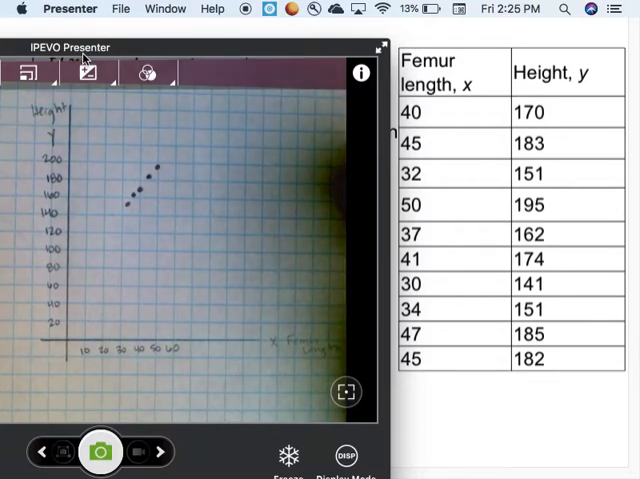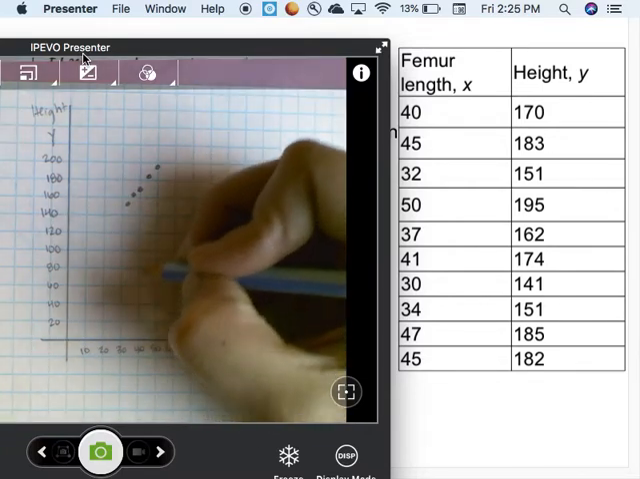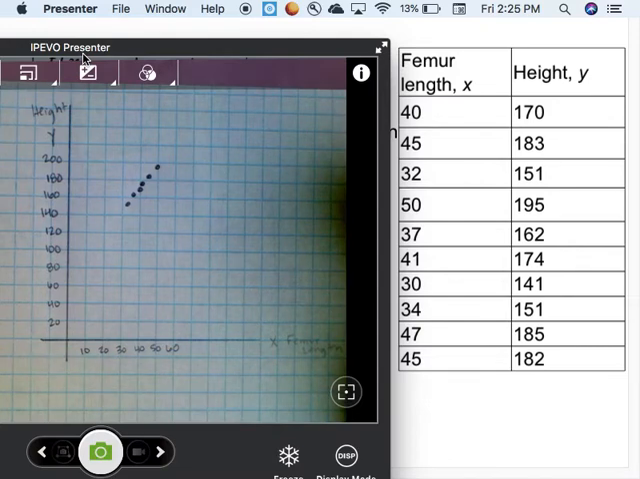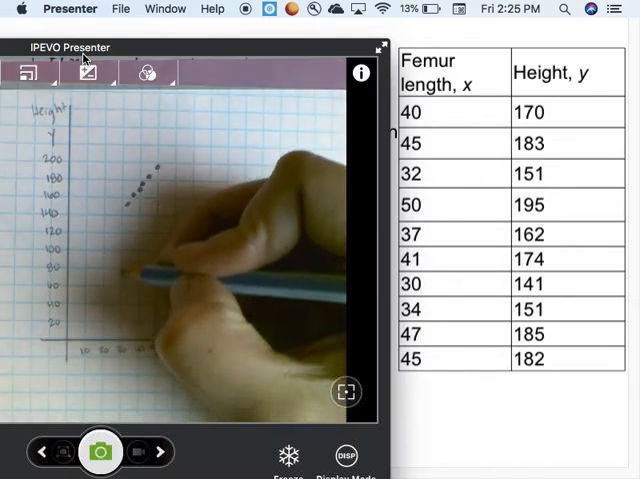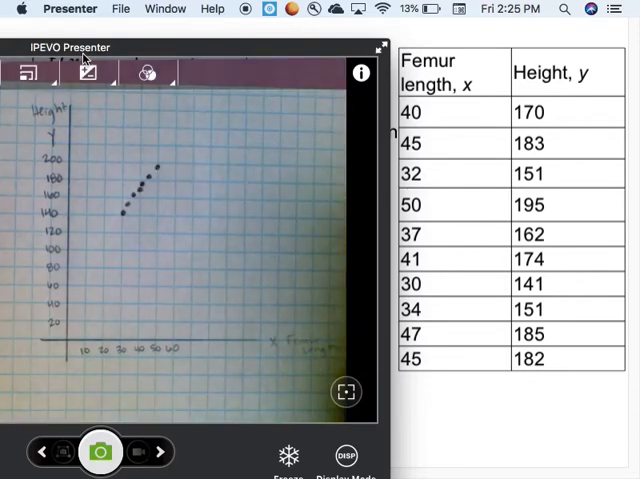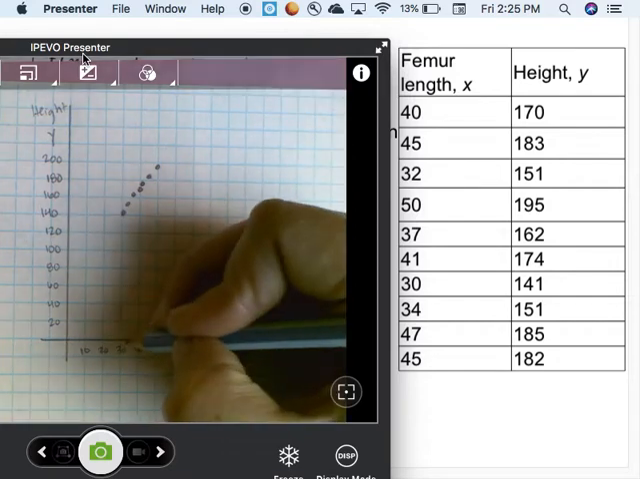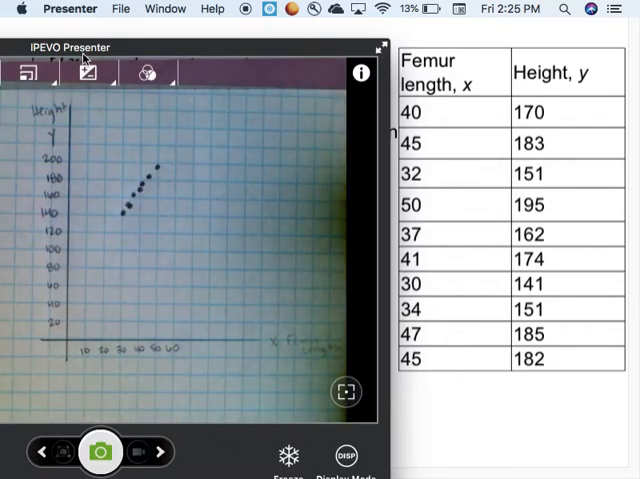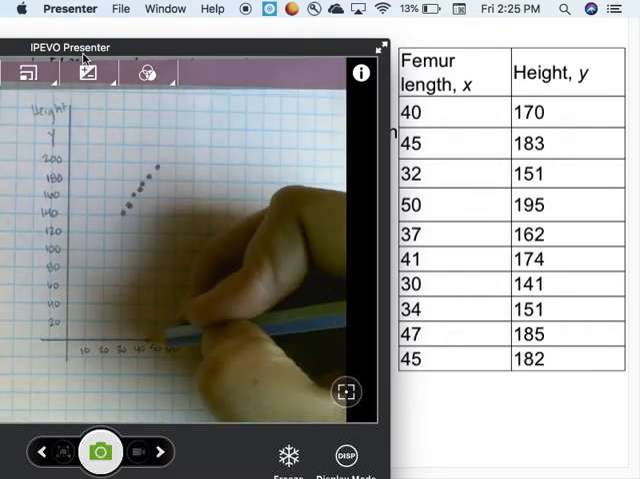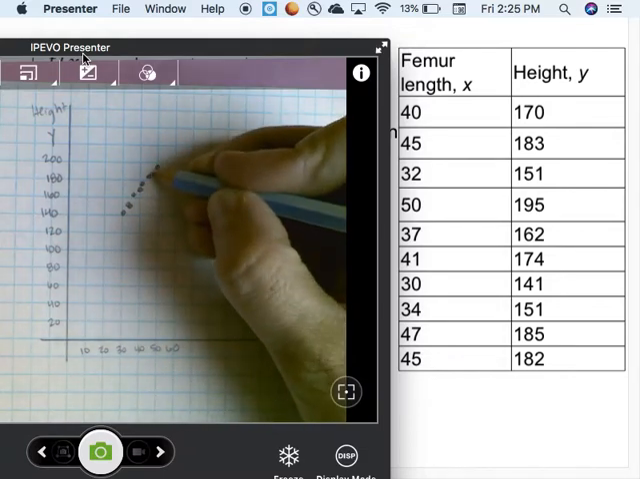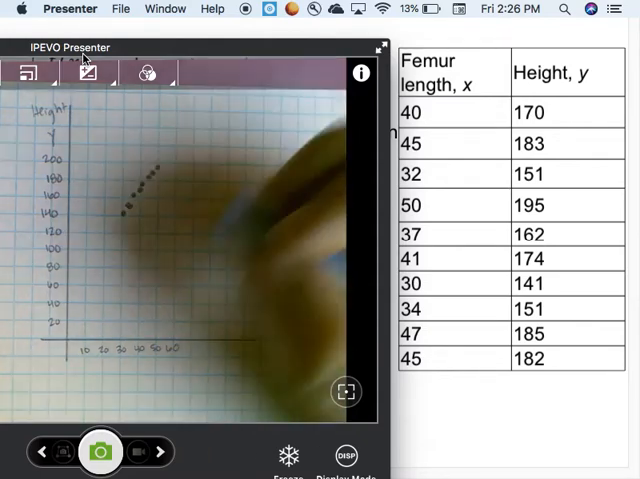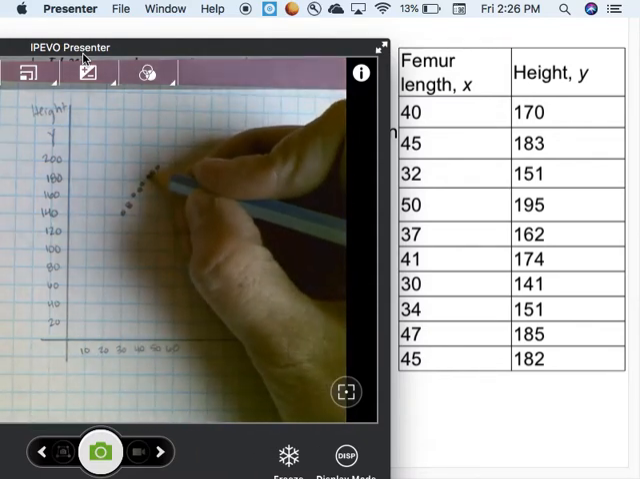Okay. 41, 174. 30, 141. 34, 151. That's kind of on top of that other one. 47, 185. And 45, 182. Kind of right on top of that one too.